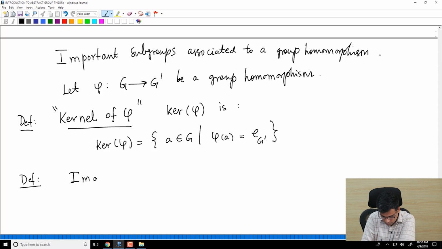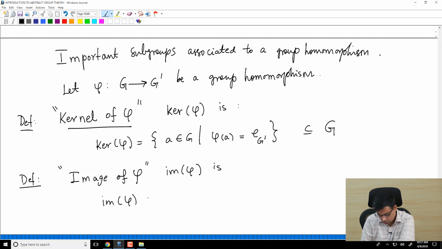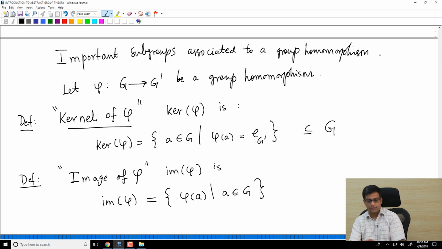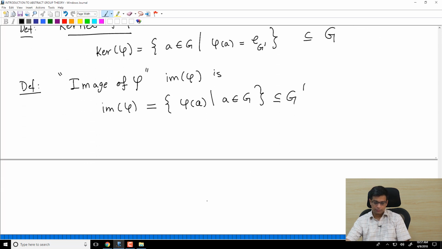Similarly, let me define the image of phi. The kernel is a subset of G. The image of phi, which I will denote by image phi, is simply the image of the function phi. This is just a set-theoretic notion. I am taking all elements of G prime, so this is inside G prime clearly, which appear as the images of elements of G under phi.